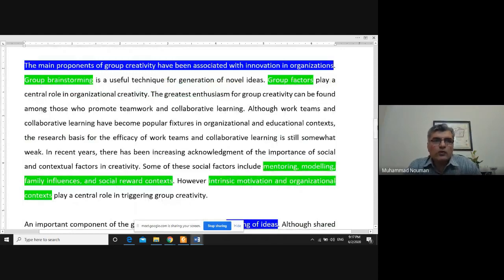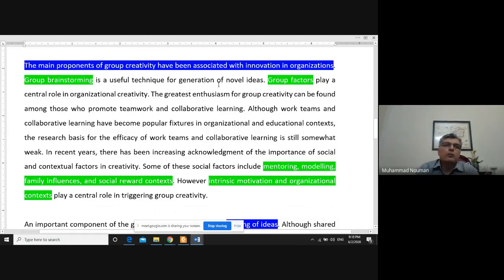As we move through this handout further, there are some other key points that I would like to highlight to assist you in understanding what this handout is saying. The main proponents of group creativity have been associated with innovation in organizations. What this means is that even though research has paid lesser attention to group creativity as a concept, within business organizations or any organization where innovation is encouraged, it has been found that organizations with an innovative culture have a greater tendency to promote group creativity.